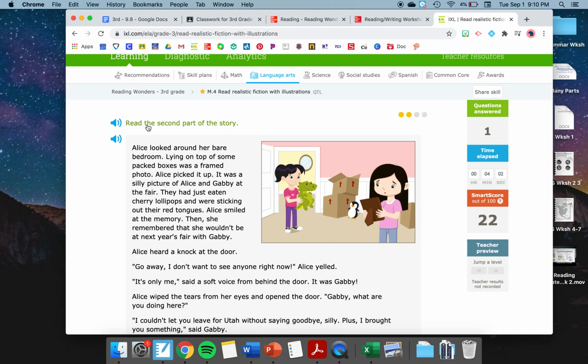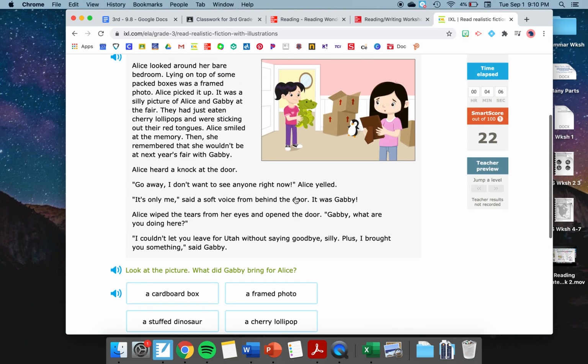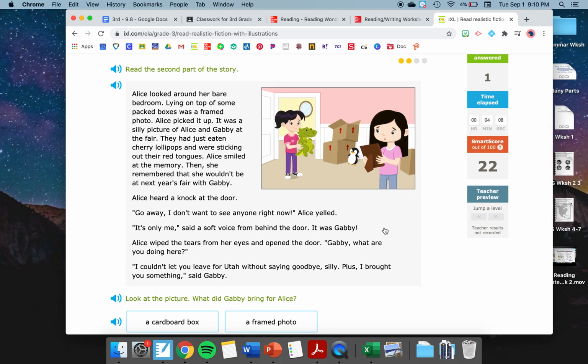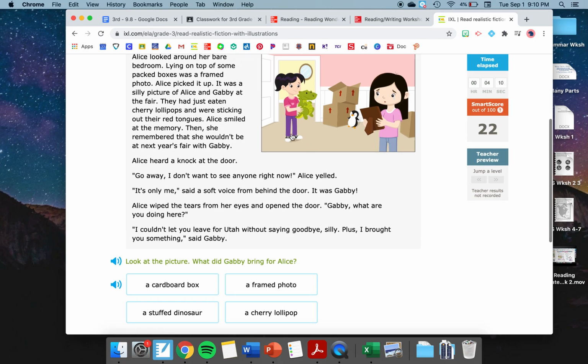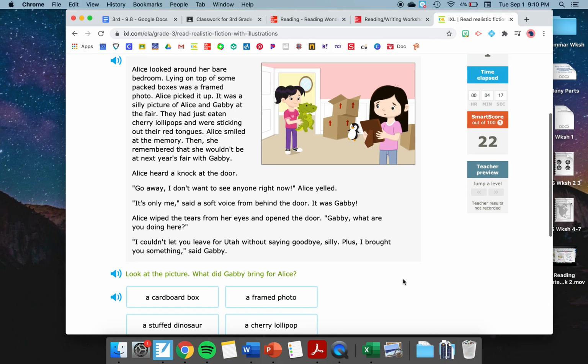All right? So next you listen to the second part of the story and then look at the picture. What did Gabby bring for Alice? Okay, look at this picture. This picture could probably help you out. A cardboard box, a stuffed dinosaur, a framed photo, or a cherry lollipop.